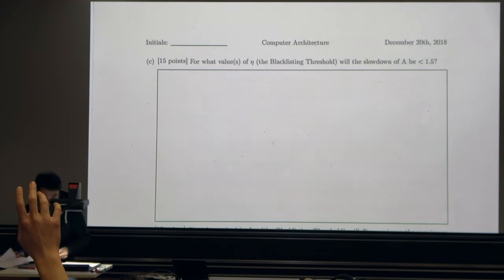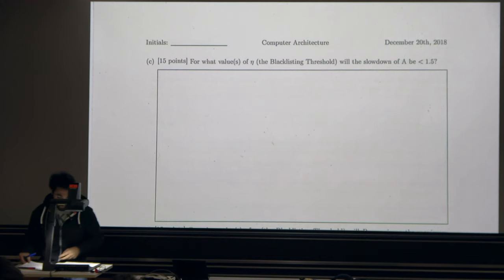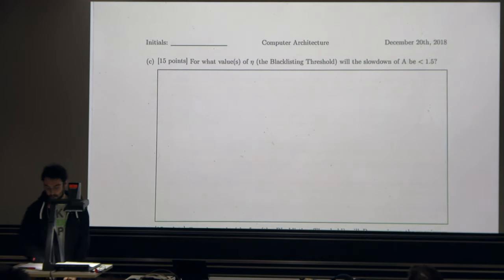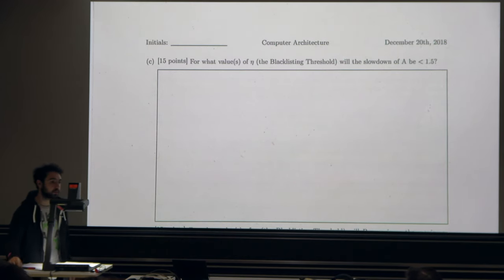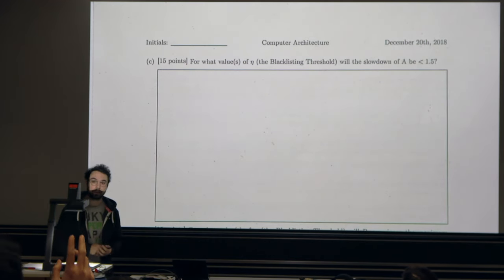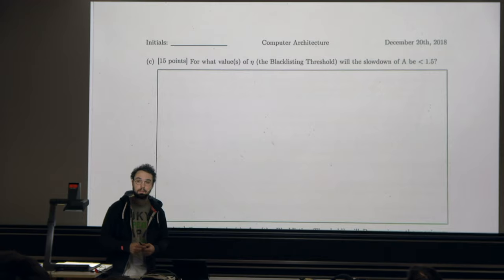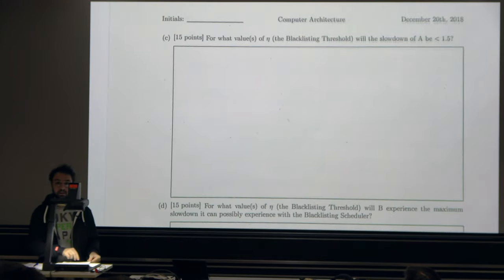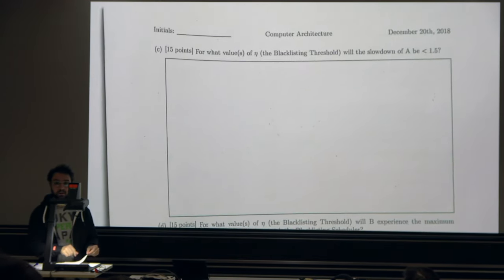So, for what values of n, the blacklisting threshold, will the slowdown of A be less than 1.5? Do you think it's possible to have a slowdown less than 1.5 in this application? I have a question about the last one. Yes. If you said n equal to 1, yes.